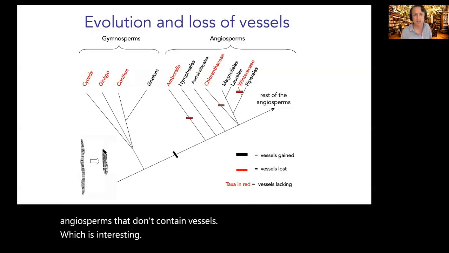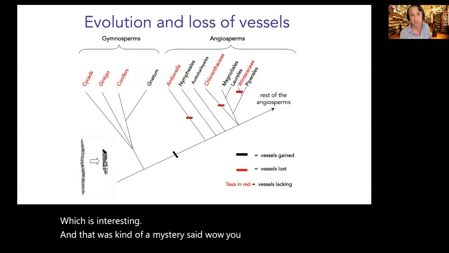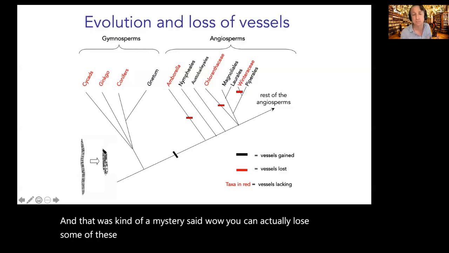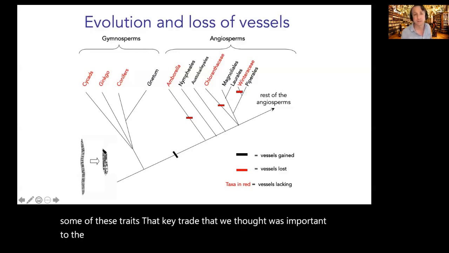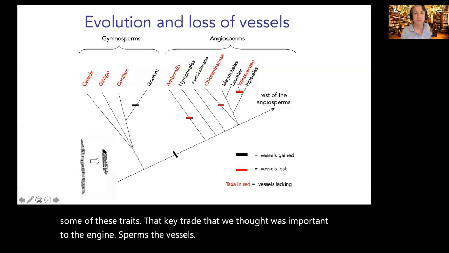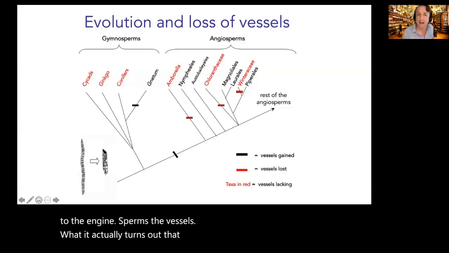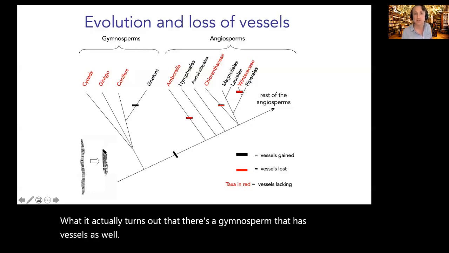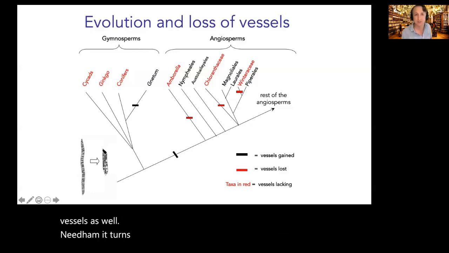And that was kind of a mystery. It's like, wow, you can actually lose some of these traits, a key trait that we thought was important to the angiosperms, the vessels. Well, it actually turns out that there's a gymnosperm that has vessels as well. Gnetum, it turns out, actually has vessels as well. And that's actually quite interesting.